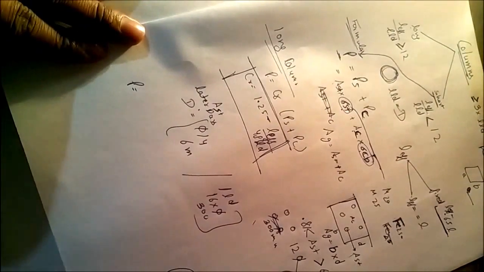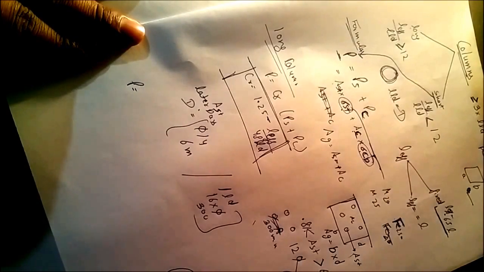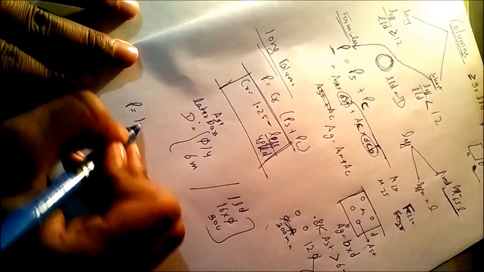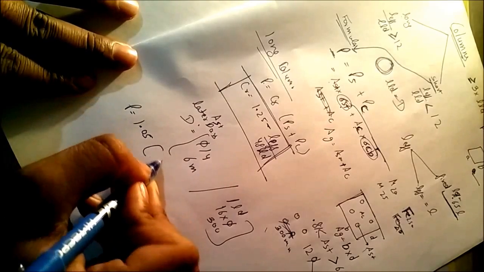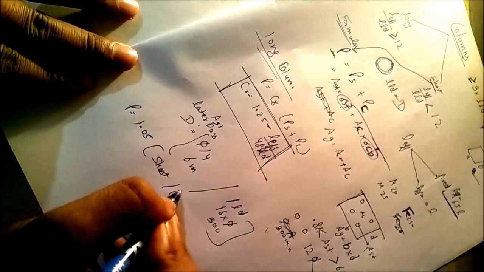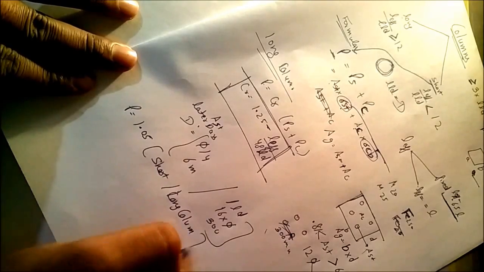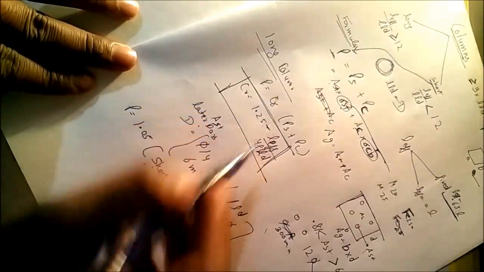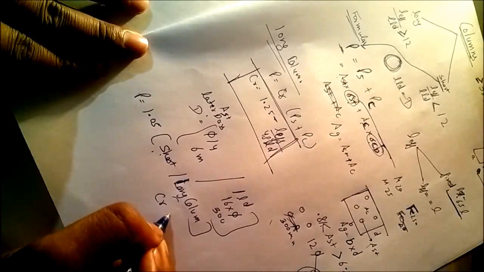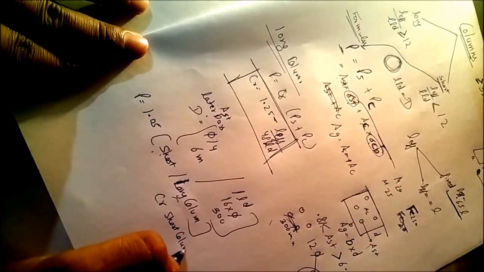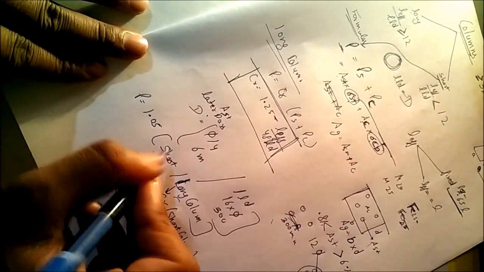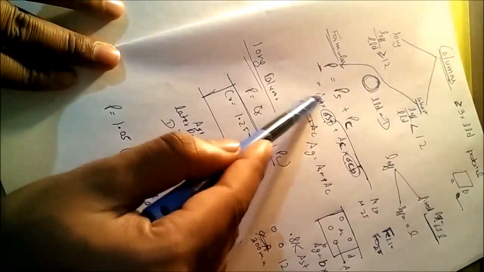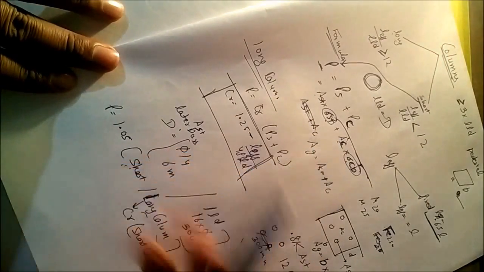In the case of a circular column, P will be just as it is. In a circular column we provide helical lateral ties, so 1.05 into the factor applies, whether it is a short column or a long column. For the short column the same formula holds, and for the long column we multiply by the CR factor. For a short column the formula will be like PS plus PC. This is a circular column.